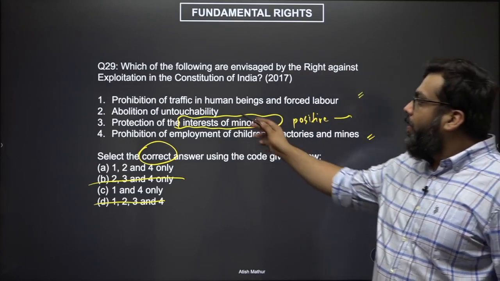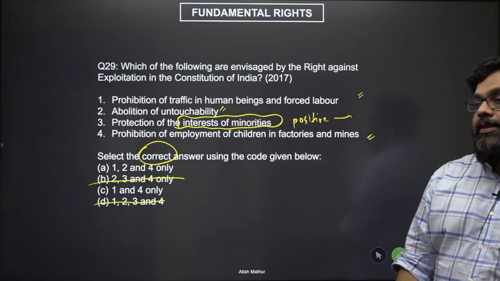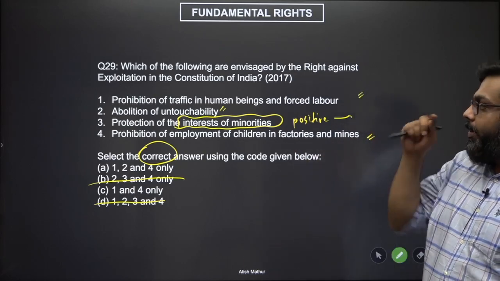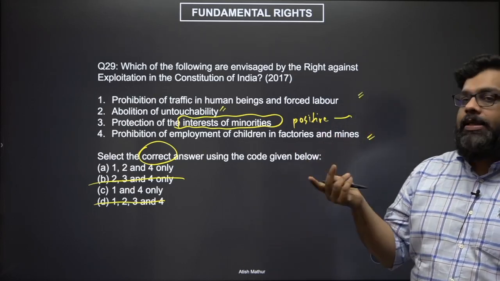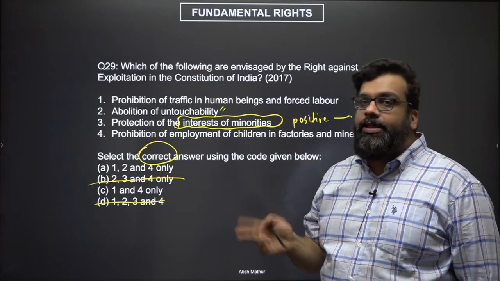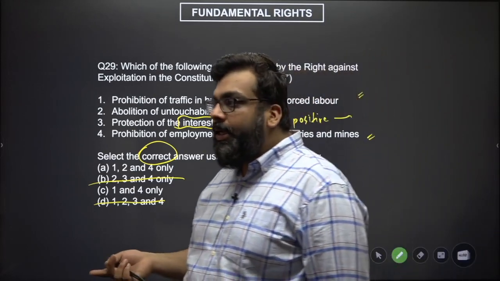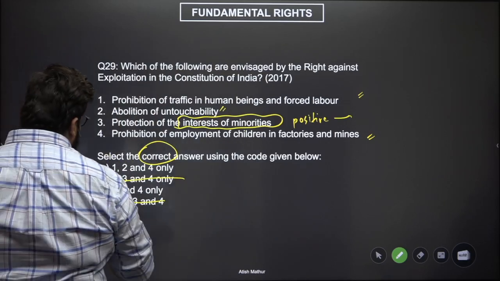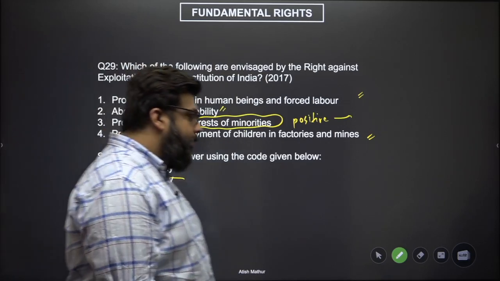Now, abolition of untouchability, this has been a question that has already been asked before. We just discussed this. Untouchability and exploitation are not necessarily correlative, that just because you practice untouchability does not mean you're exploiting somebody. So the option becomes C, 1 and 4, right? Done.